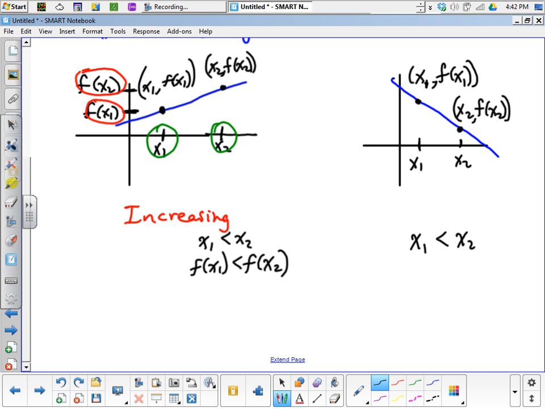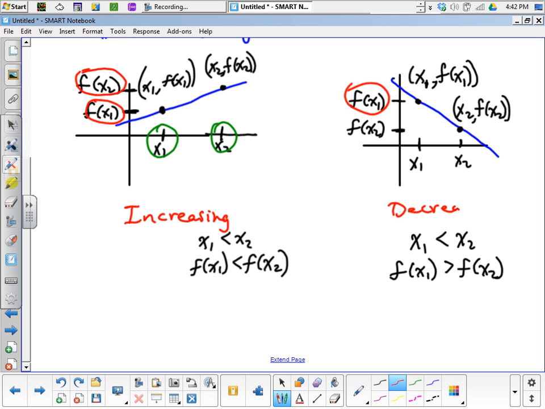But if you look at the y values, this is f of x1, and it's actually above f of x2. See that? So actually the greater one here is f of x1. It's higher up. So you'd write f of x1 is greater than f of x2. And this is the official definition of decreasing. This is a little hard to get used to, okay, but this is the official definition.